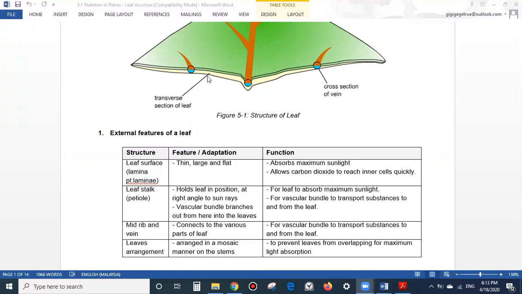So basically, carbon dioxide normally comes from the bottom because that's where the stomata are. So this will allow it to pass from the bottom towards the top layer that is carrying out photosynthesis much more quickly. If the leaf is very thick, then it takes a longer time for the carbon dioxide to move up. Okay?